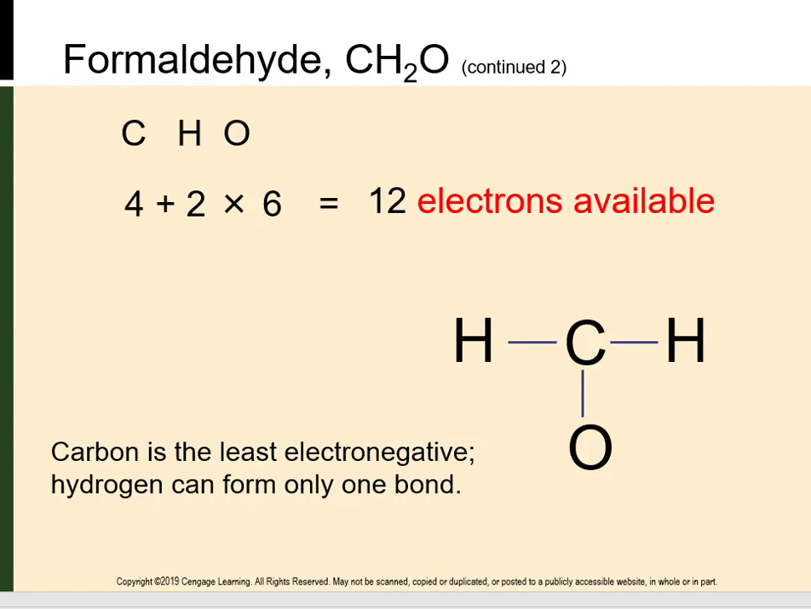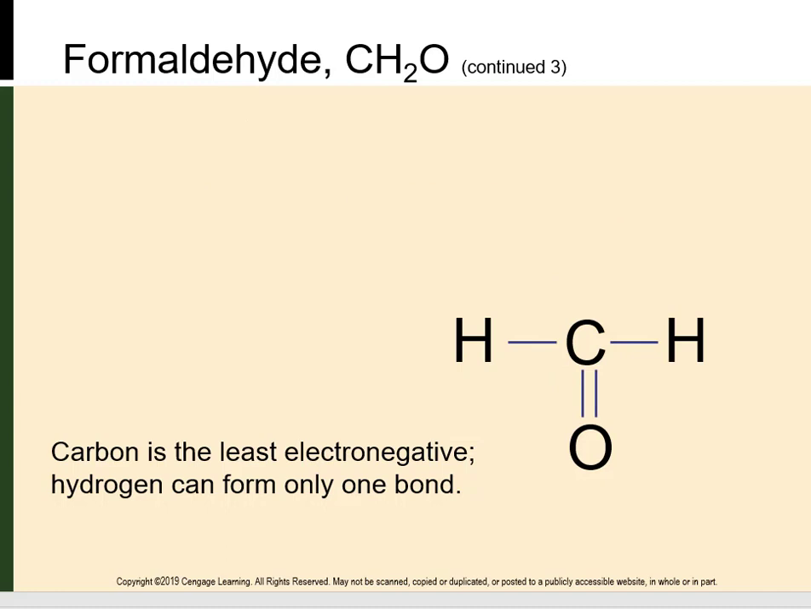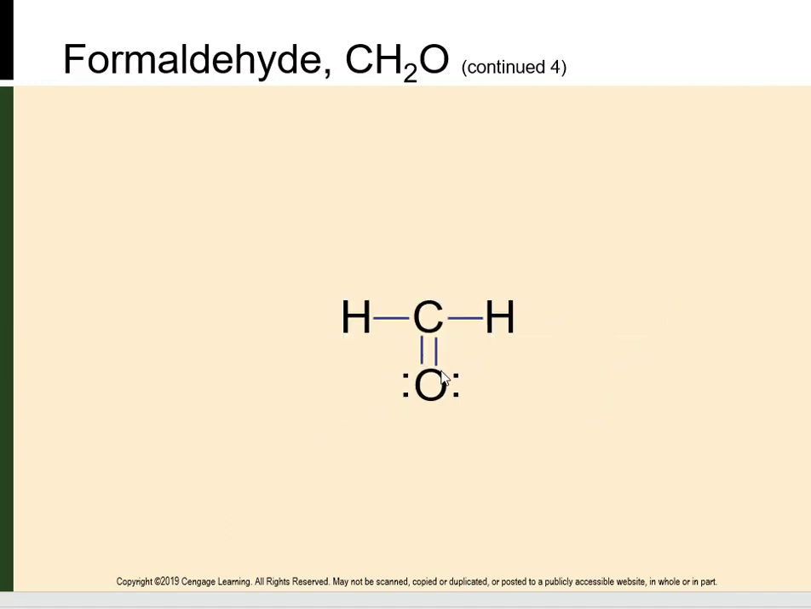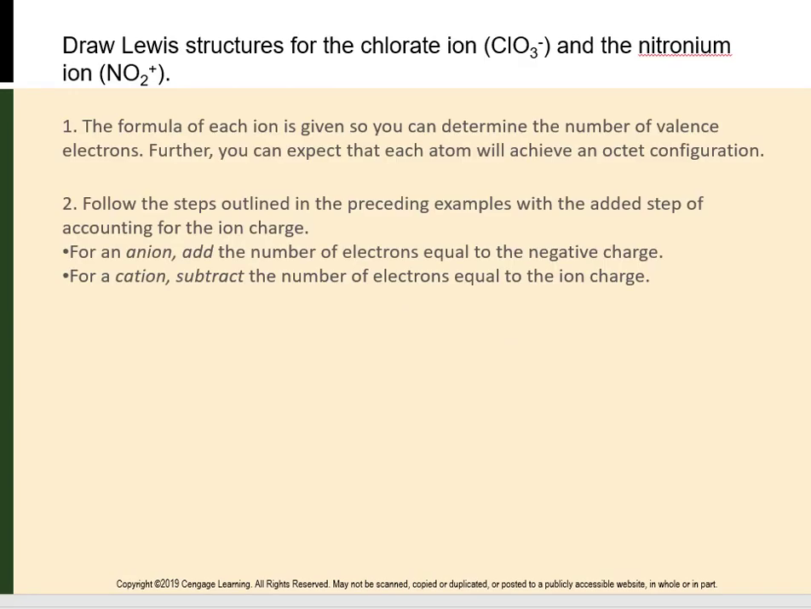Again, remember, everybody wants to have 8. So let's add another bond for oxygen to give carbon its 1, 2, 3, 4, 5, 6, 7, 8. That makes carbon happy. Now oxygen still isn't happy yet because oxygen right now only has 1, 2, 3, 4, 5, 6. Add 2 more lone pairs. So oxygen's happy, carbon's happy. Hydrogen has 2, so it's like helium. And we've used 1, 2, 3, 4, 5, 6, 7, 8, 9, 10, 11, 12 electrons.